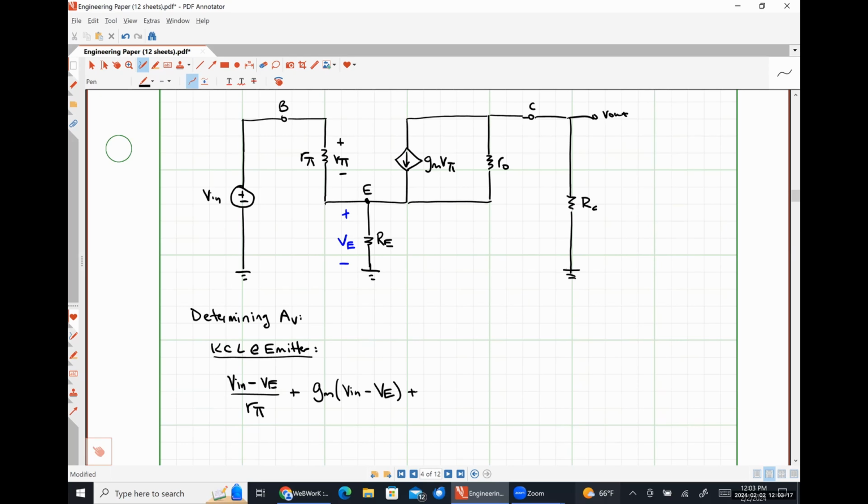Now I'm going to have V out minus VE divided by R naught is equal to VE over RE. Simple application of Kirchhoff's current law. Any mistakes, questions, or comments? All right.